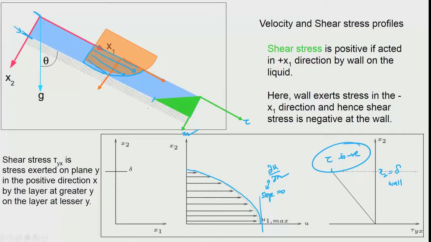So, you could see that when we apply the definition, we see that the wall is exerting stress in the minus x1 direction. Okay. So, the minus has come here, okay, because the wall is trying to prevent the liquid from flowing. The liquid is trying to flow this way and wall is trying to prevent, and the x2 direction is in this way. Okay. So, which means that what is the layer at a higher value of x2, that is the wall. What is the layer at the lower value of x2, that is the liquid. So, the wall on the liquid is exerting the stress in the minus x direction. So, therefore, the shear stress should be negative. Okay. So, that is how it is actually given.